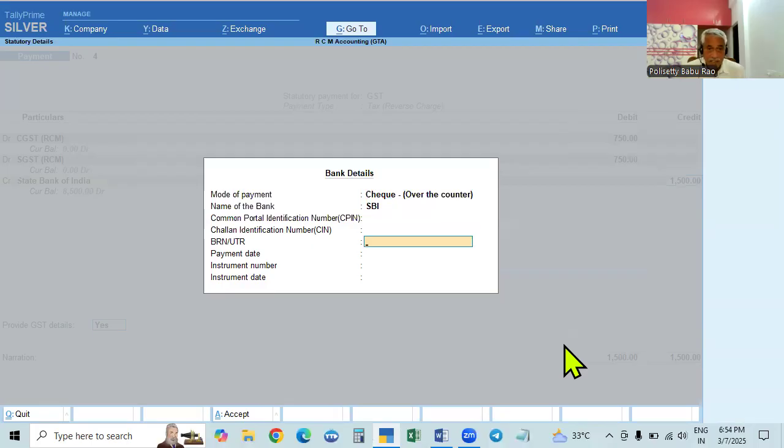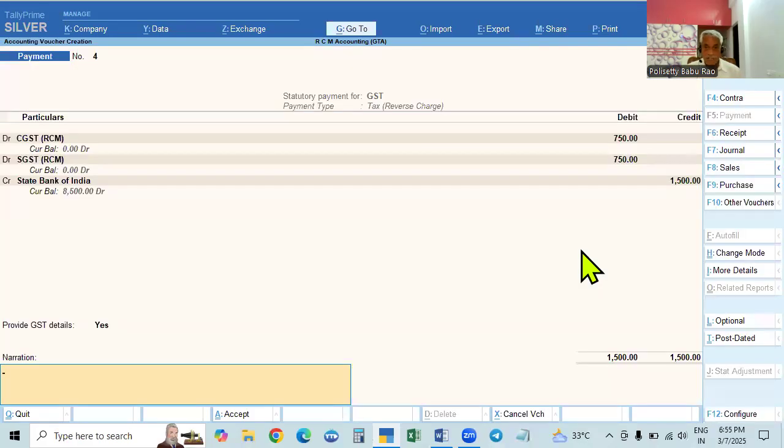And the number: if you pay online for GST, I mean by NEFT or RTGS, they will give a number, and that number will be entered. Payment paid on the 28th. And the instrument number is the cheque number, 1, 2, 3, 4, 5, 6, which we have to give. And the date is also the 28th. So we are making the payment.